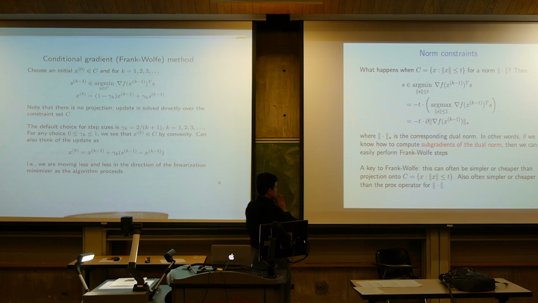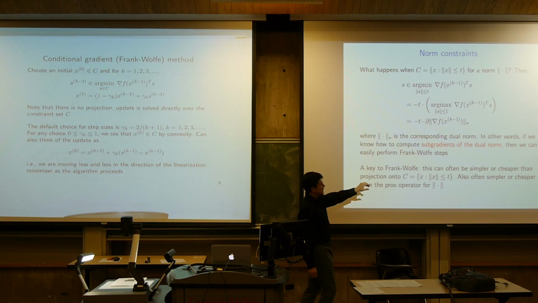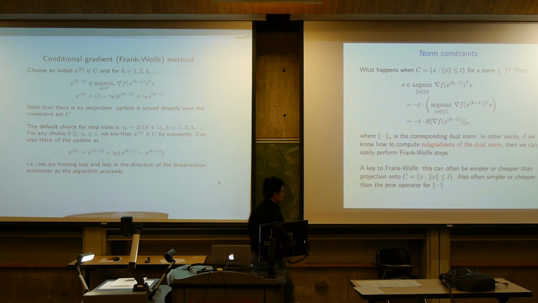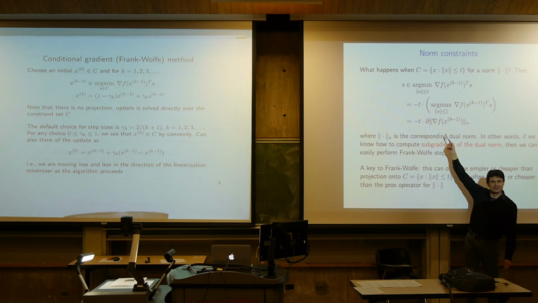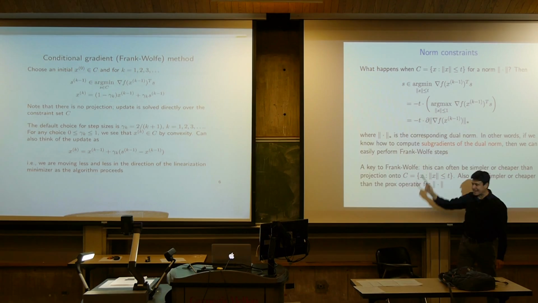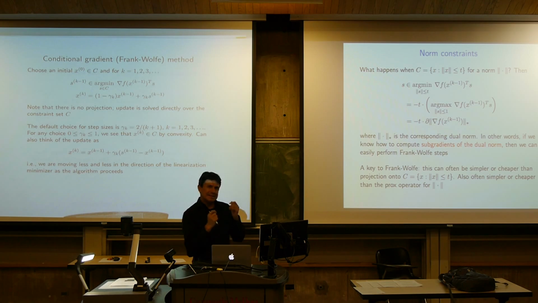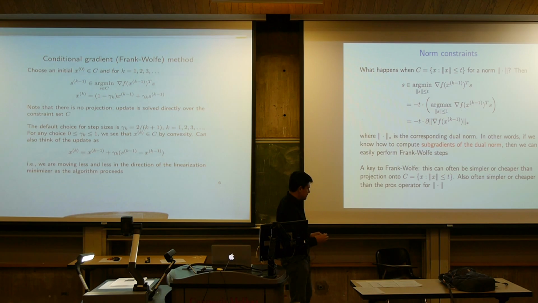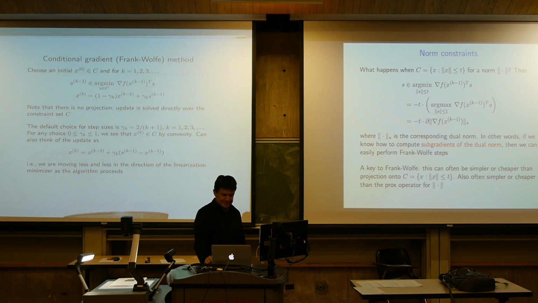So now here is a key advantage. In many cases, it could be a lot easier to do this computation. It could be a lot easier to compute a subdifferential here, a subgradient here. That could be, in many cases, much easier than to compute a projection onto the ball. And that is when Frank-Wolfe could be a good alternative to doing a projected gradient or proximal gradient.